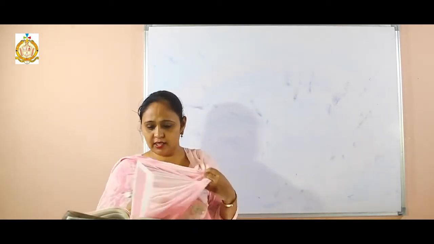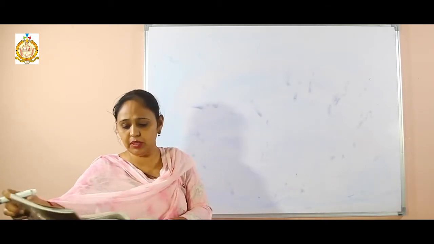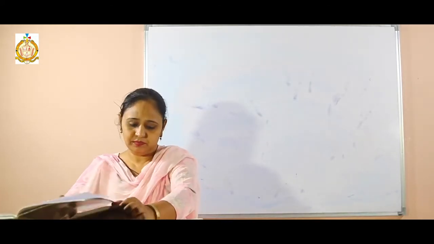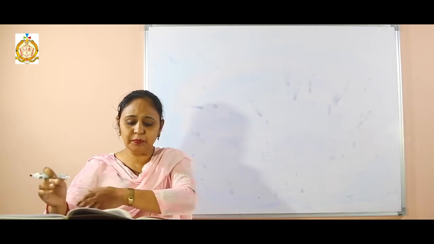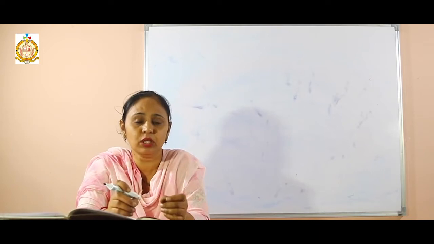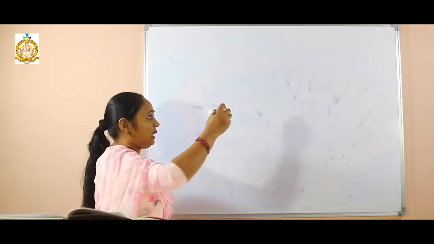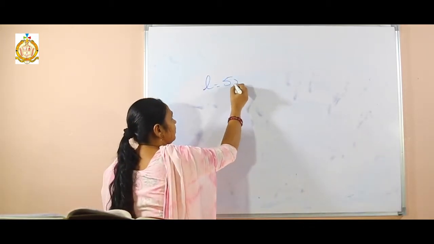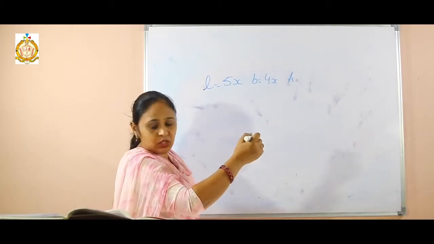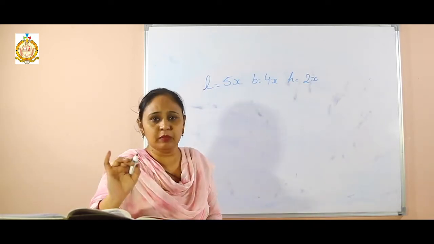In the first exercise, 21A, page number 269, in this exercise the length, breadth and height are given in ratio. We know that when the ratio is given, we take a variable along with the given values. That means length is 5x, breadth is 4x and the height is given 2x. These are the given values, because in a ratio I take any variable with it.